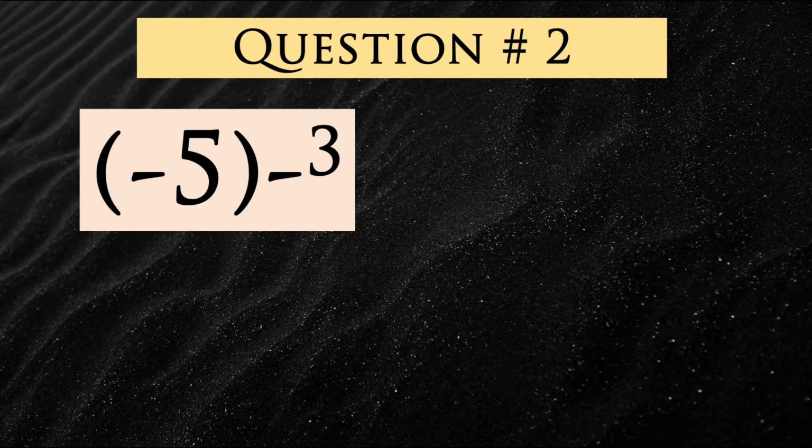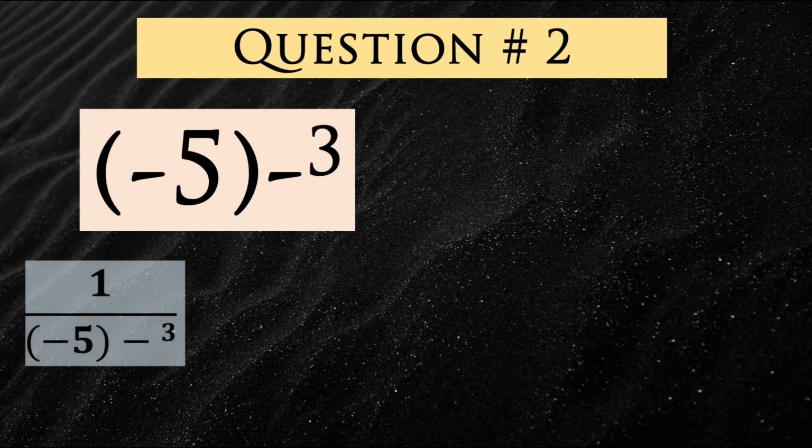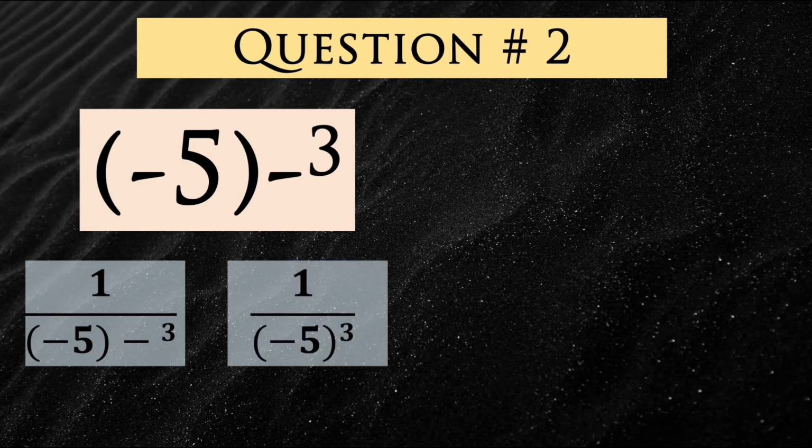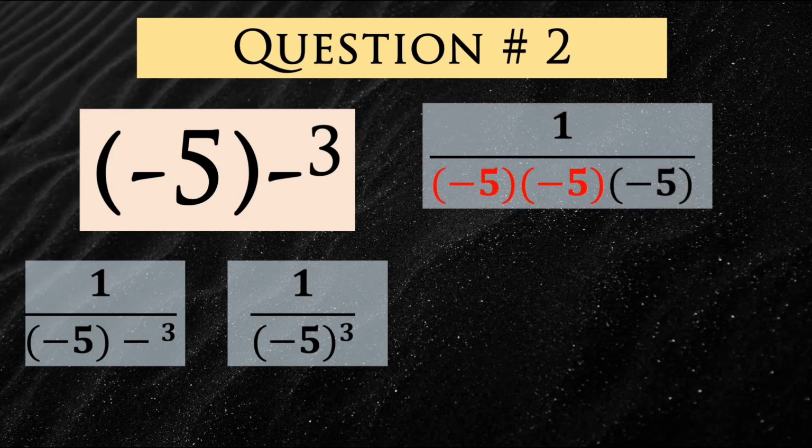And then question number 2. So you have negative 5 in a parenthesis raised to negative 3. So we have to get the reciprocal of this expression first, and that is equal to 1 over negative 5 in a parenthesis raised to negative 3. And then we change the negative 3 into positive 3. So we rewrite it as 1 over negative 5 cubed. Let's write it down as 1 over negative 5 times negative 5 times negative 5, because you have to multiply negative 5 by itself 3 times, including the sign, because it's inside the parentheses.